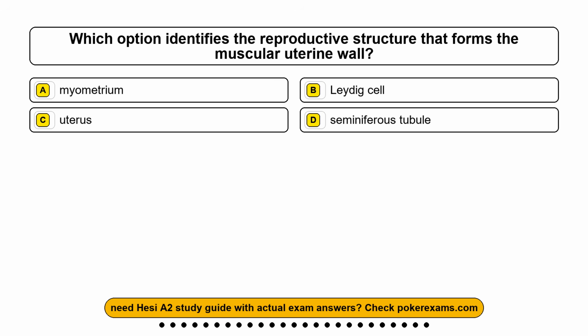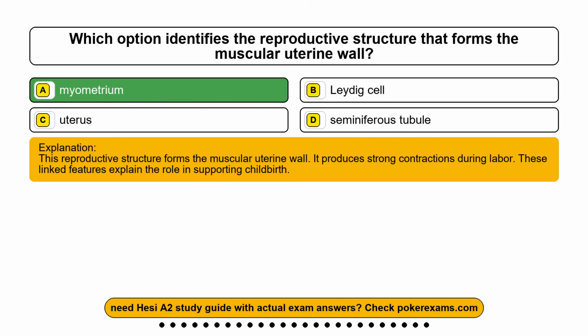Question 10. Which option identifies the reproductive structure that forms the muscular uterine wall? Option A, myometrium. Option B, Leydig cell. Option C, uterus. Option D, seminiferous tubule. The correct answer is option A, myometrium. This reproductive structure forms the muscular uterine wall. It produces strong contractions during labor. These linked features explain the role in supporting childbirth.